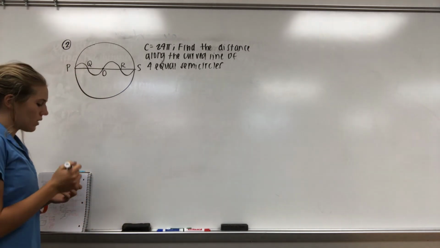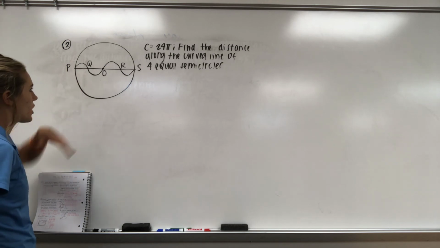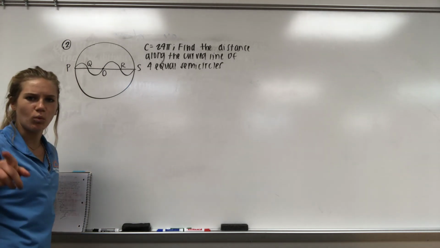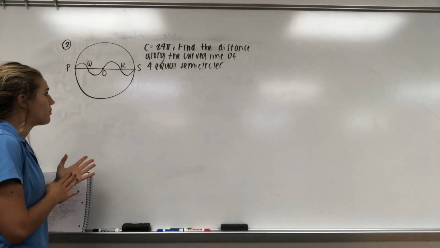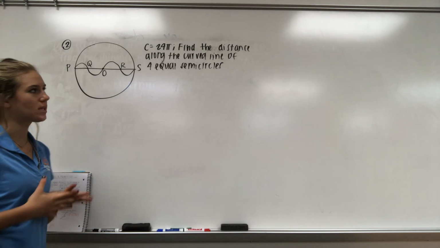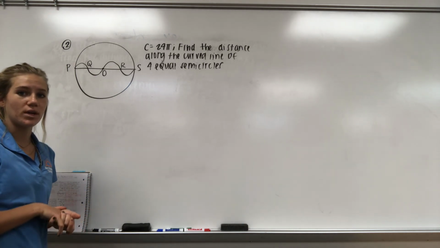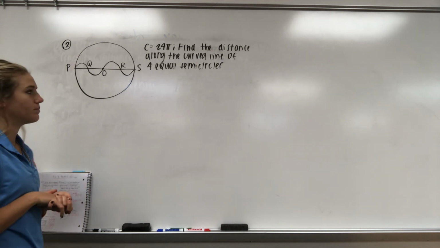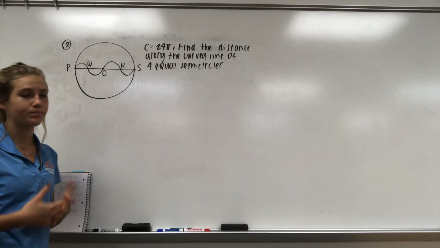Okay, so this gives us a problem where we have a big circle drawn here, and then a little wavy line in it, and that curved line is going to be composed of 4 equal semicircles, 4 equal half circles. It tells us that the circumference of the entire circle is 24 pi, and it wants us to figure out what the actual distance along that curved line is.